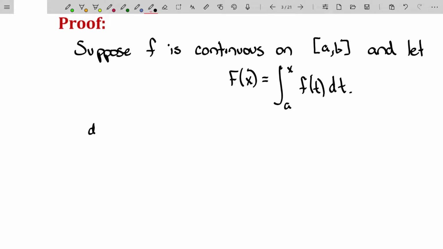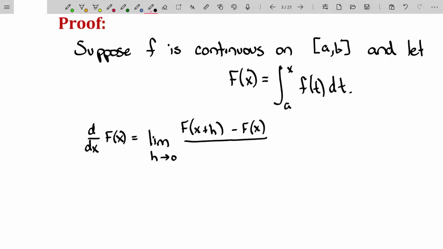Well, we know from the limit definition of the derivative that the derivative with respect to x of capital F is going to be the limit, it's defined this way actually, as h goes to 0 of capital F of x plus h minus capital F of x, all divided by h.